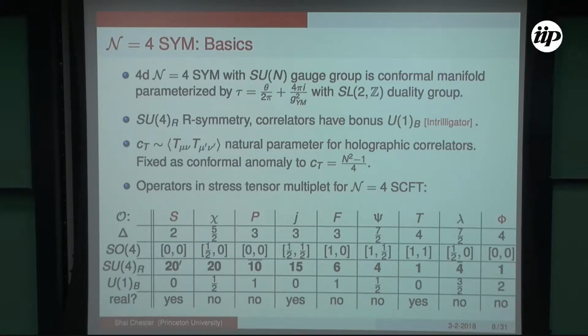2 scalar S. Then there's another scalar, P, which is in fact complex, which has dimension 3. And then there's a third scalar in the stress tensor multiplet, which is the marginal one, which is also complex, which is phi. And so S, P, and phi are going to be the 3 heroes of the story. The other ones were used in the calculations, but you won't have to worry about them so much.